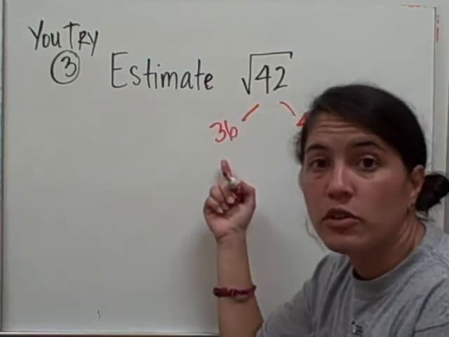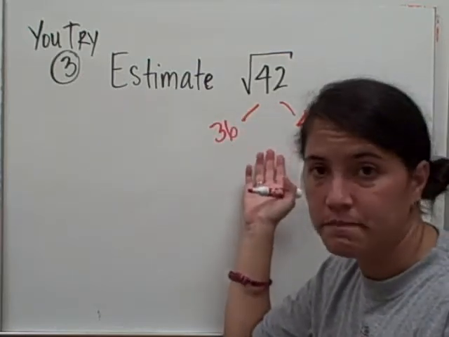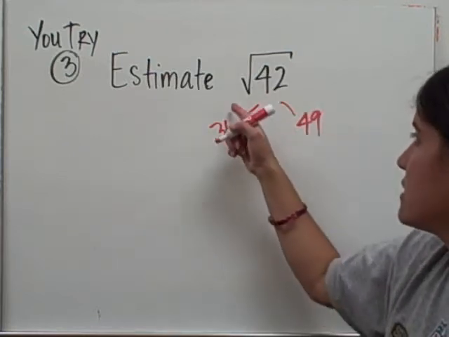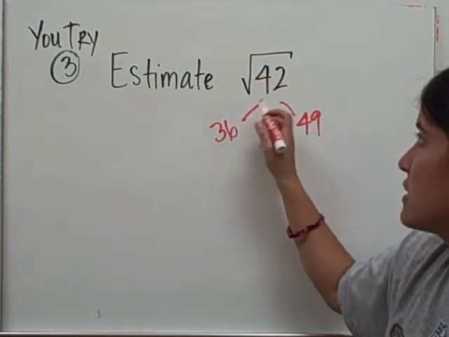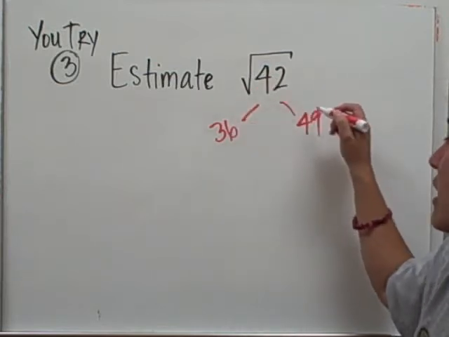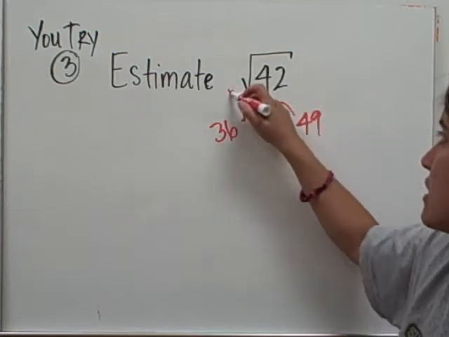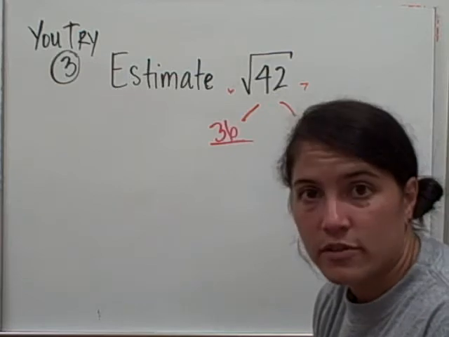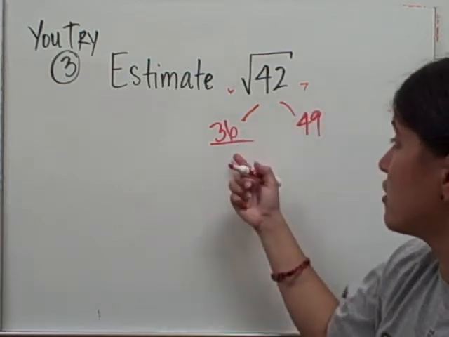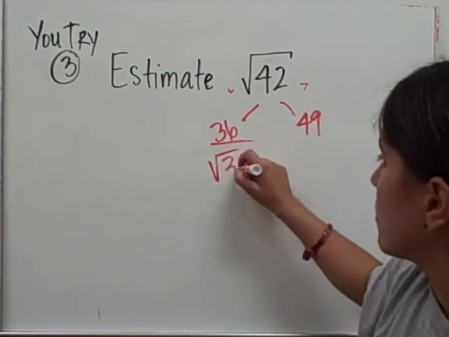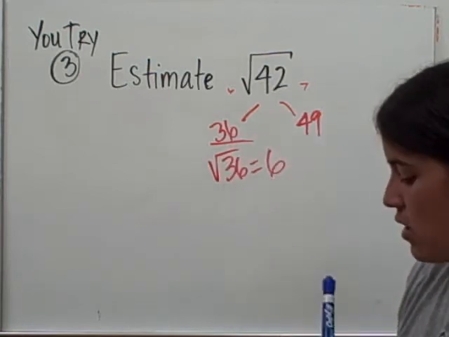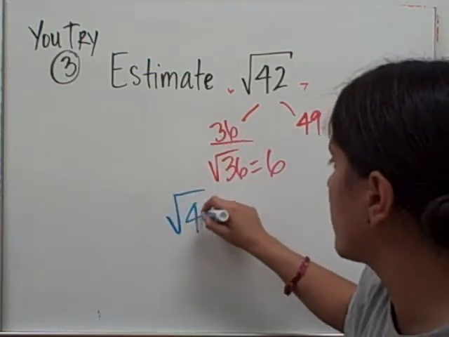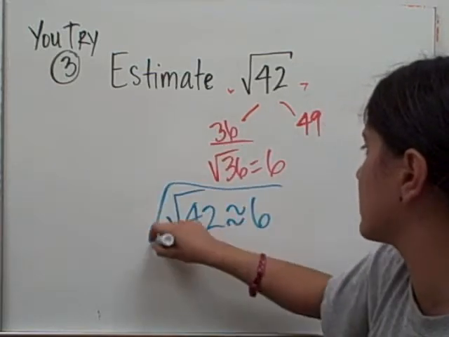So I found the two closest perfect squares were 36 and 49, and the one that it's closest to. So 42 is 6 away from 36, and it's 7 away from 49. It's 6 here and 7 here. So that means it's closer to 36. It's not always going to be closer to the bottom one, but these happen to be. It's closer to 36. So the square root of 36 is 6, which means if we're estimating, the square root of 42 is about 6.